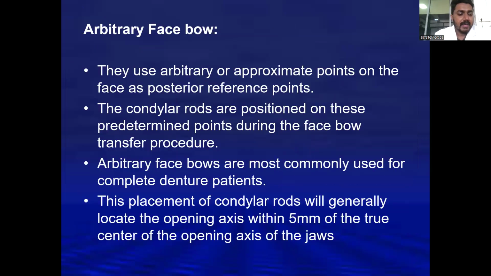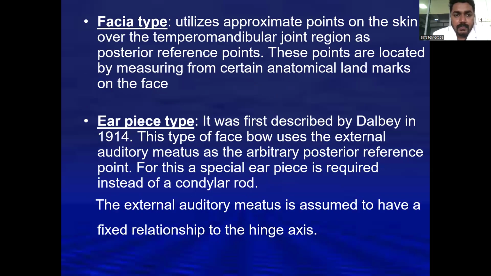Arbitrary facebow: they use arbitrary or approximate points on the face as posterior reference points. The condyle rods are positioned on these predetermined points during the facebow transfer procedure. Arbitrary facebows are most commonly used for complete denture patients. This placement of condyle rods will generally locate the opening axis within 5 mm of the true center of the opening axis of the jaws. Fascia type utilizes approximate points on the skin over the temporomandibular joint region as posterior reference points. These points are located by measuring from certain anatomical landmarks on the face.